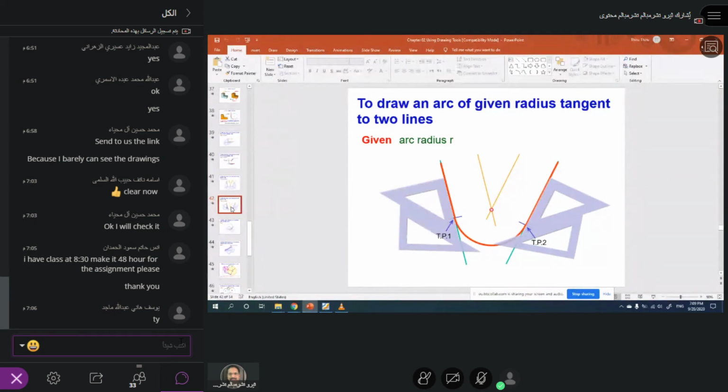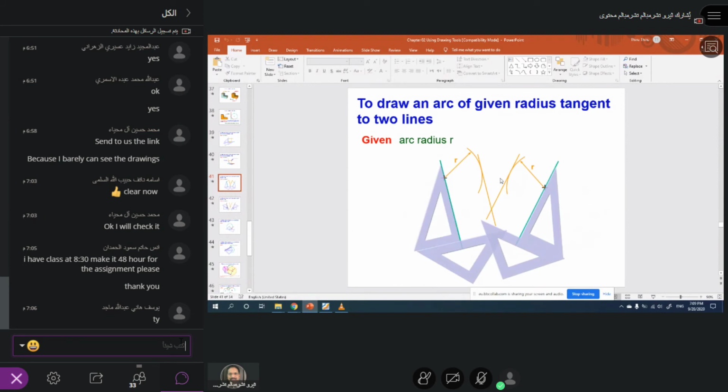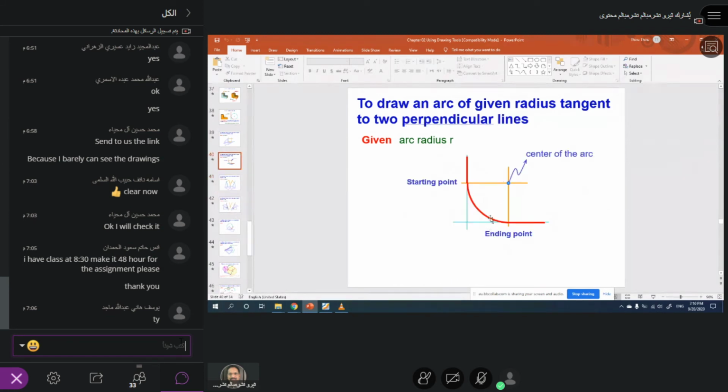So you add whatever you're doing in the class together and send it to me as the third assignment. Okay? All right. So the tangent point to draw an arc on the given radius. Now you start doing the first one. You can take the radius as 20 millimeters.